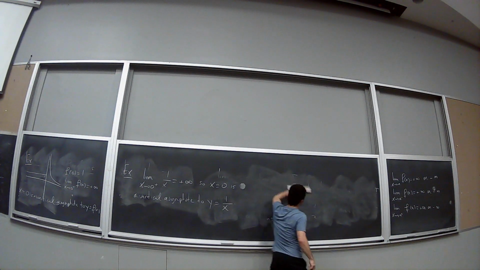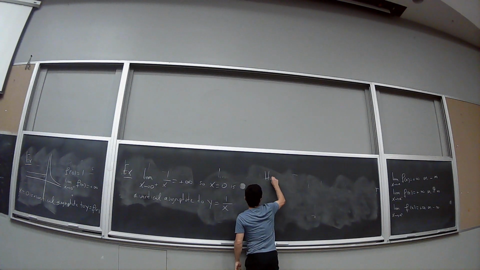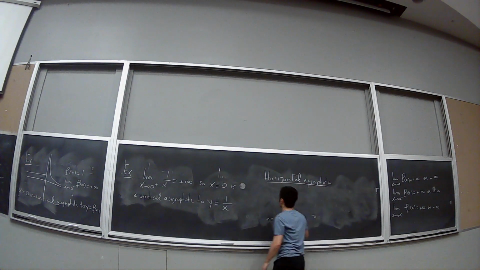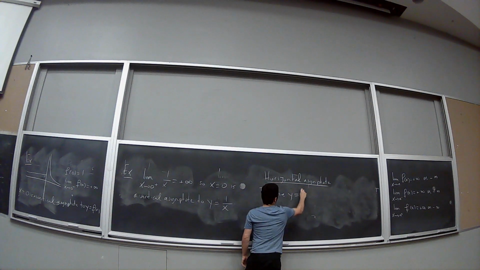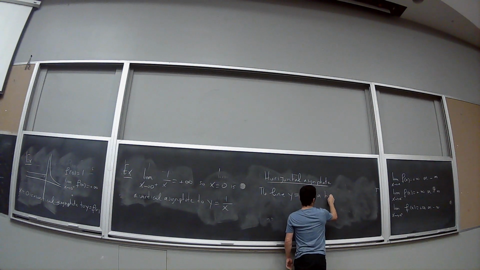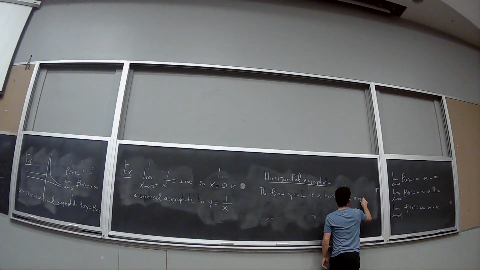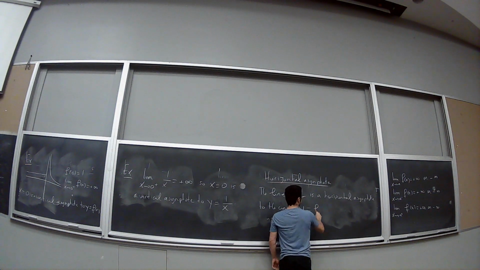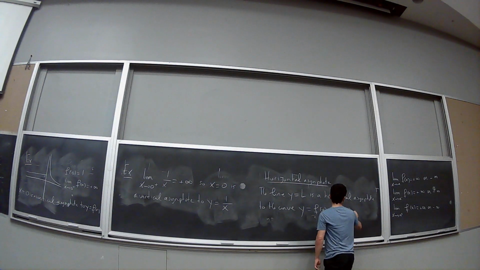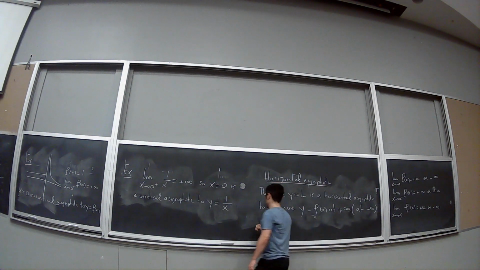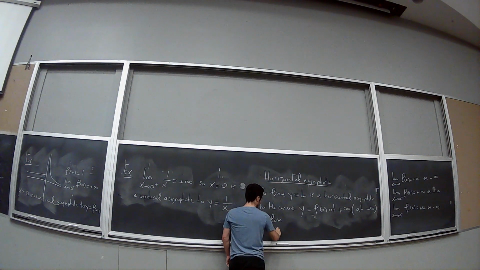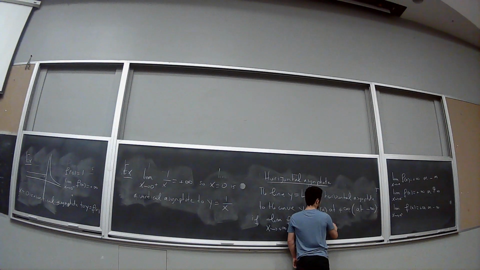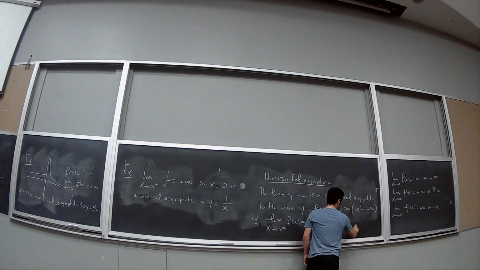Let us look now at the definition of a horizontal asymptote. The line y is equal to L is a horizontal asymptote to the curve y is equal to f of x at plus infinity or at minus infinity if the limit as x approaches infinity of f of x is equal to L, or if it's at minus infinity. Okay, great.